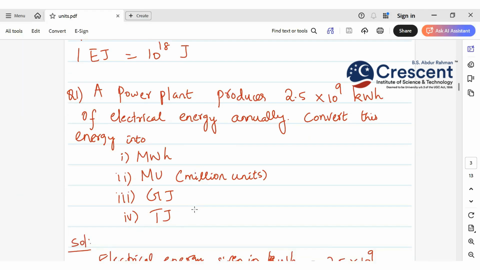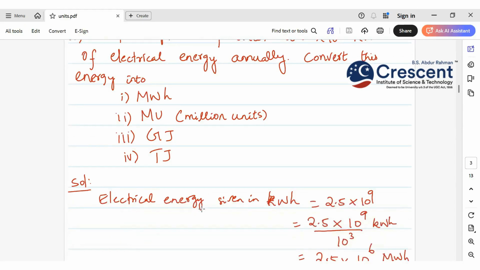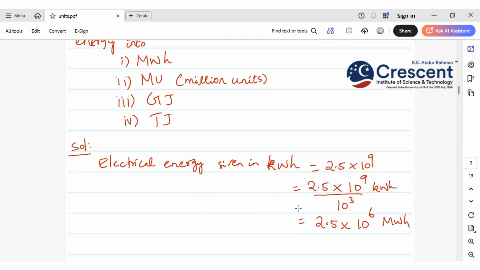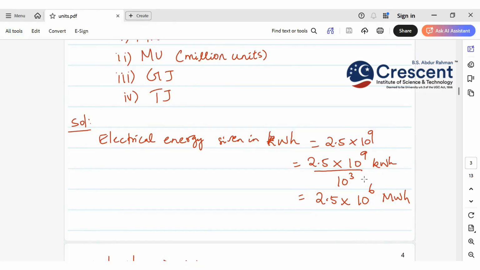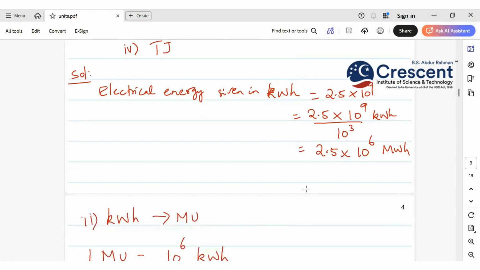we'll see the next problem. A power plant produces 2.5 into 10 power 9 kilowatt hour of electrical energy annually. Convert this energy into megawatt hour, million units, gigajoules, terajoules. So electrical energy is given in kilowatt hour as 2.5 into 10 power 9. If you want to convert this into megawatt hour, you just divide it by 1000. So it becomes 2.5 into 10 power 6 megawatt hour.